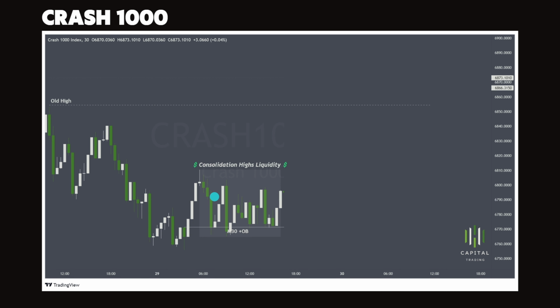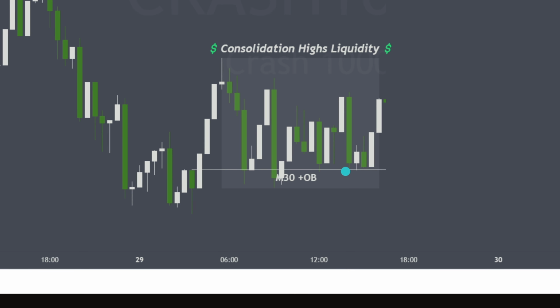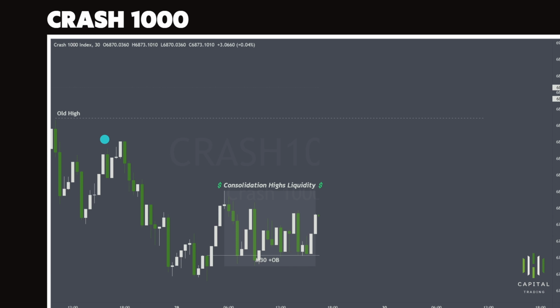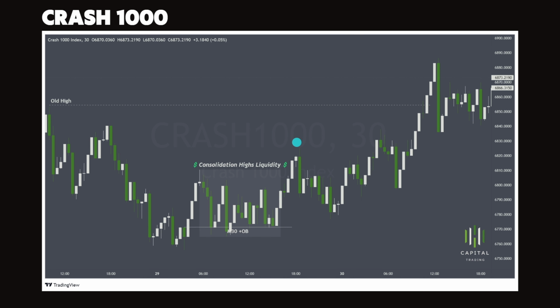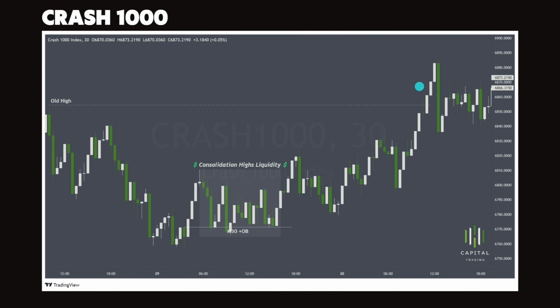So we had price consolidating after forming this high, low consolidation, moving to the side. So we had this old high above here. So you want to see if they're going to break these consolidation highs and then reach into that old high. And that's what they did. They broke this consolidation highs liquidity and then continued to the upside to reach into this old high. Let's look at example number 2.